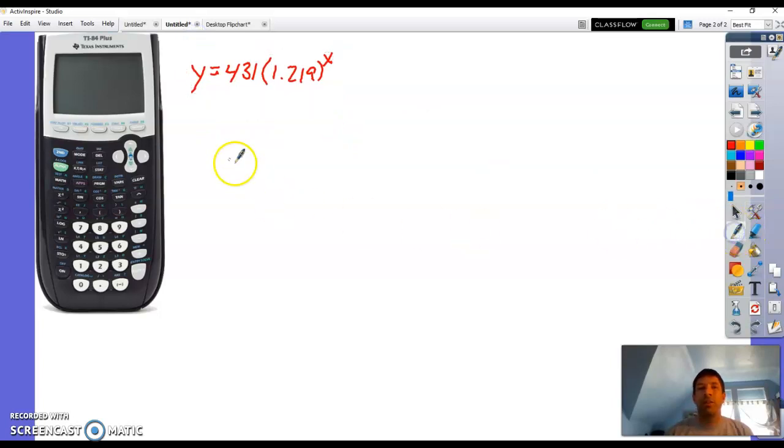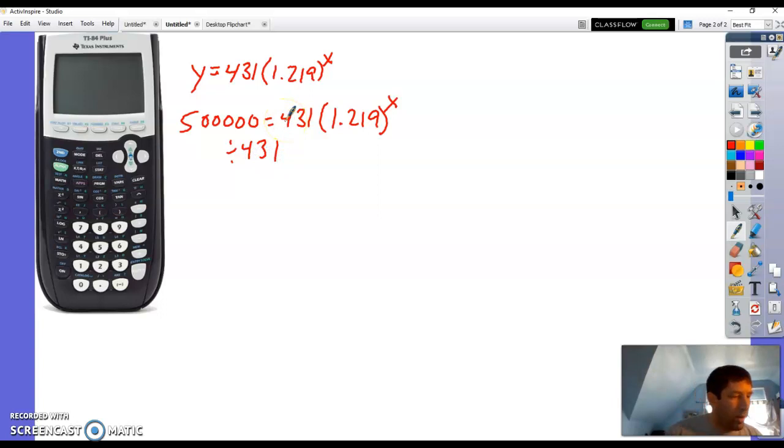So if I plug in 500,000 for y, and now I want to solve for x, the first thing I have to do is get rid of this 431, which means we're going to want to divide by 431. So 500,000 divided by 431 is about 1,160.